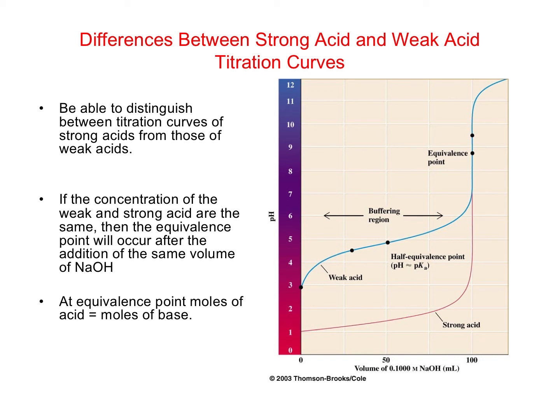Now, a difference in the equivalence points is our strong acid, its equivalence point is going to be, the pH is going to be 7. For our weak acid, the pH is going to be higher than 7.